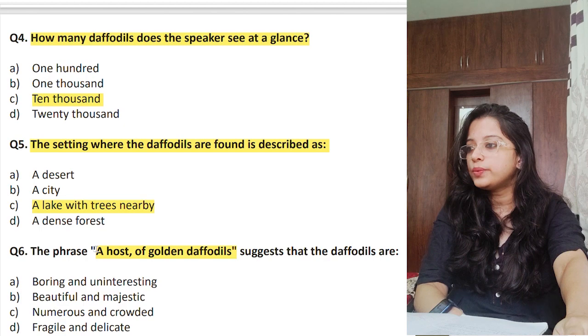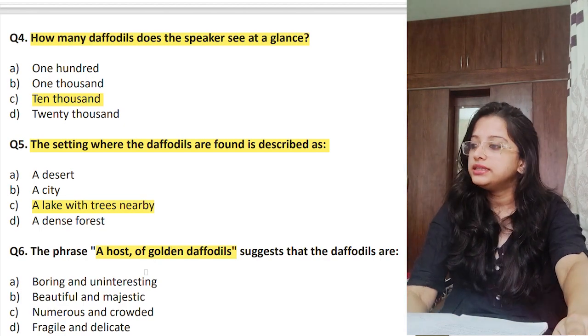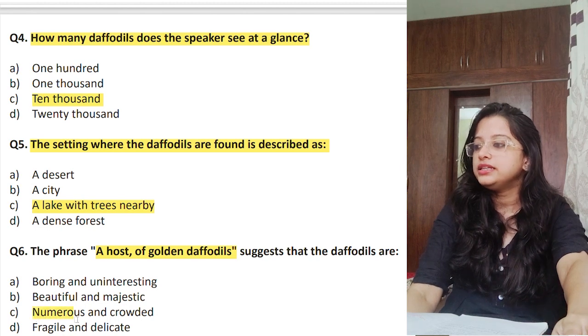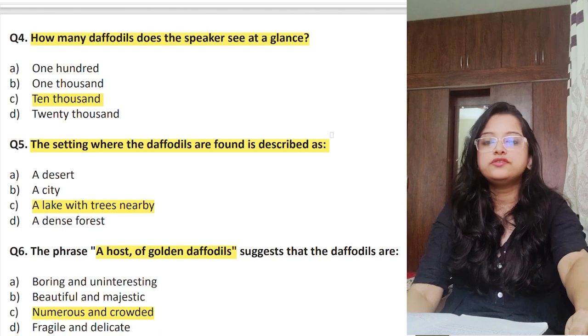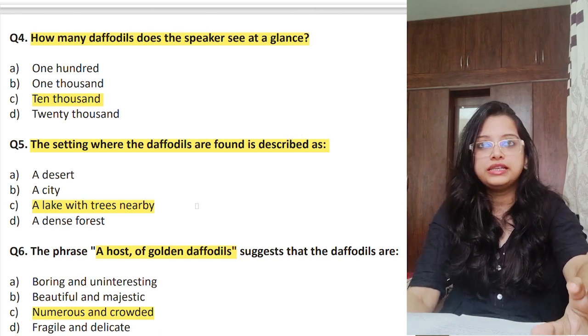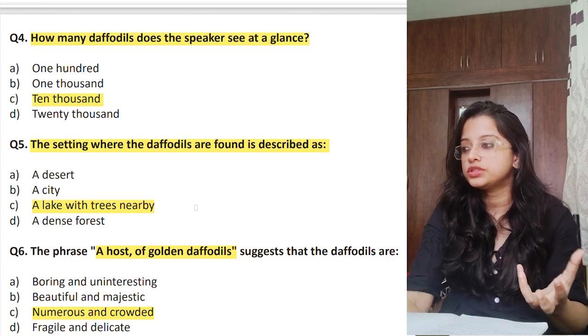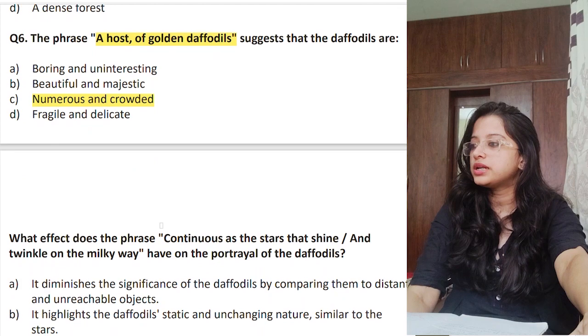But you see, what is the question asking? A host of golden daffodils. When this phrase is said, then what do you understand from it? That numerous and crowded, huge number. Host is a collective word, a collective noun. So we will feel as if there are a huge number of flowers. So numerous and crowded. So question number 6 is done. Let's move to question number 7.